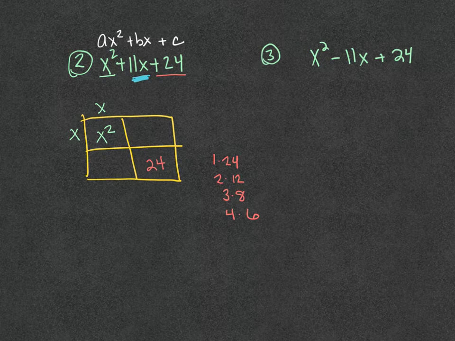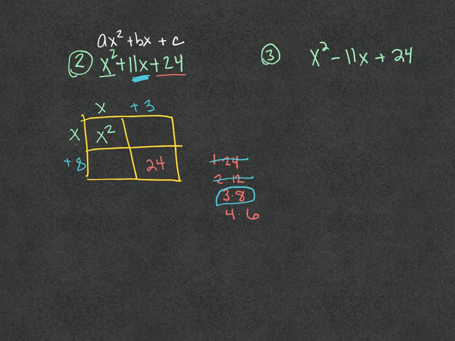So if I look at this, 1 and 24 would give me a 25. 2 and 12 would give me a 14. But look at this, 3 and 8 give me an 11. So I'm going to put that here. This is a positive 3 and a positive 8. Now I just selected where to put the 3 and the 8. I could have those switched around also. So let's see if this works.